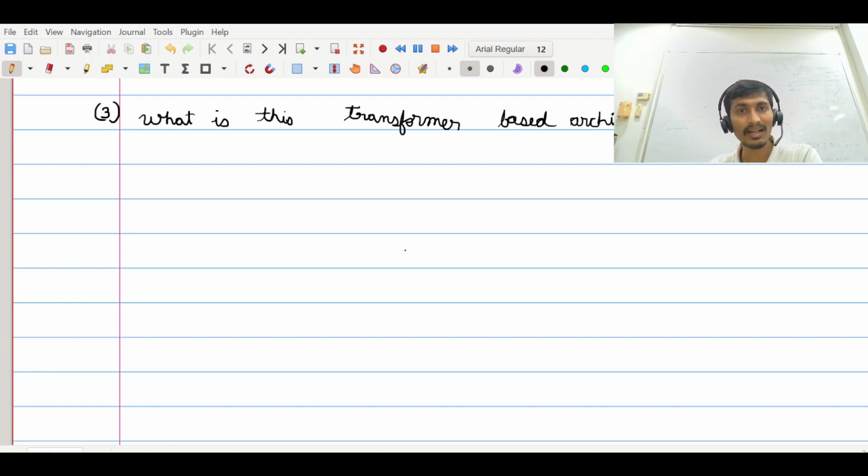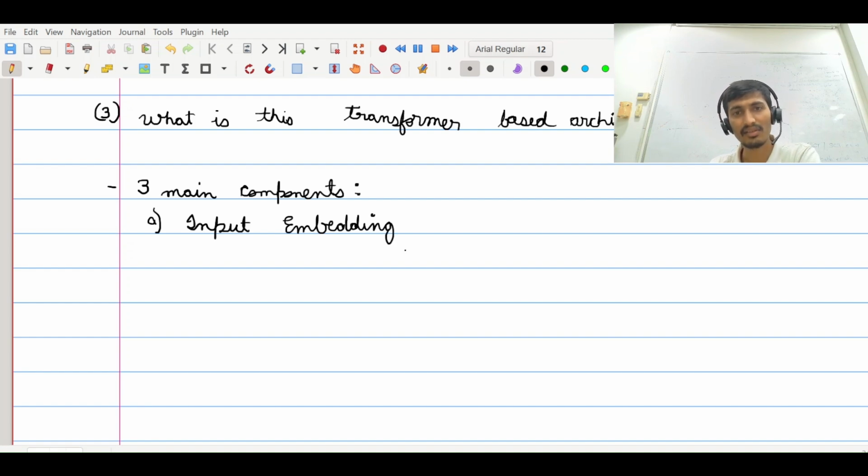So a transformer based architecture has three main components. So three main components, what are they? So first, it's input embedding. What does this mean? It's also called word embedding, and it's also sometimes called token embedding, depending upon how you do it.